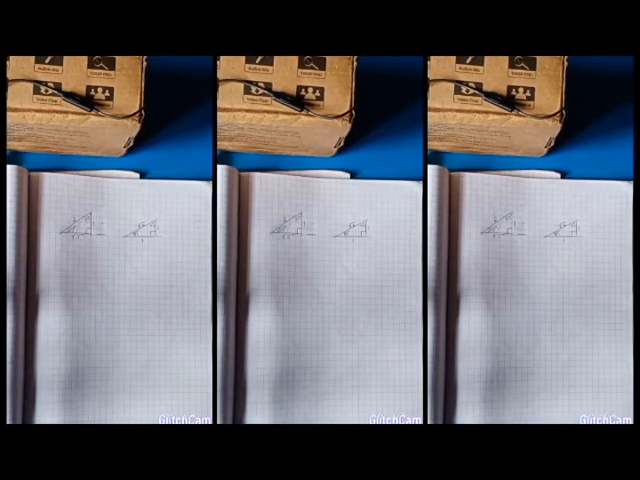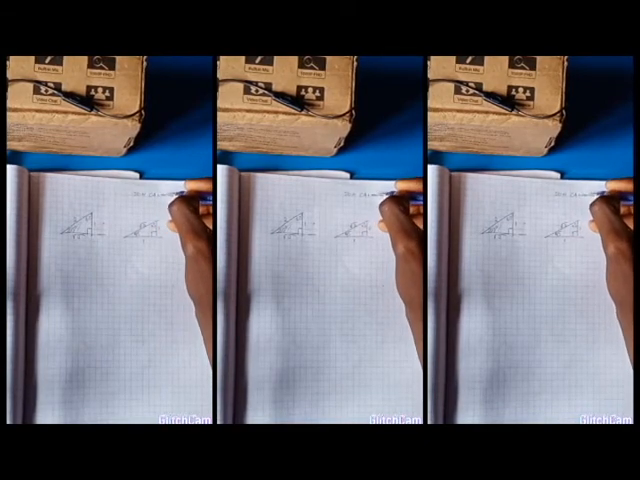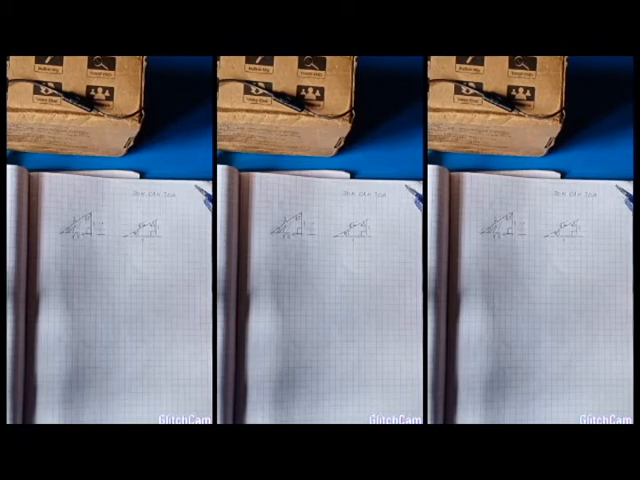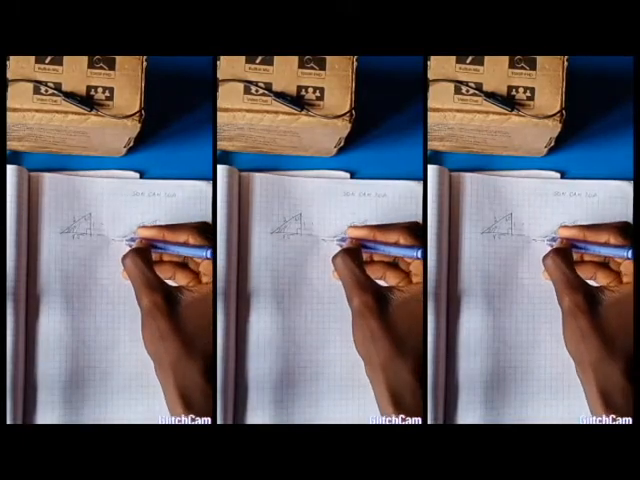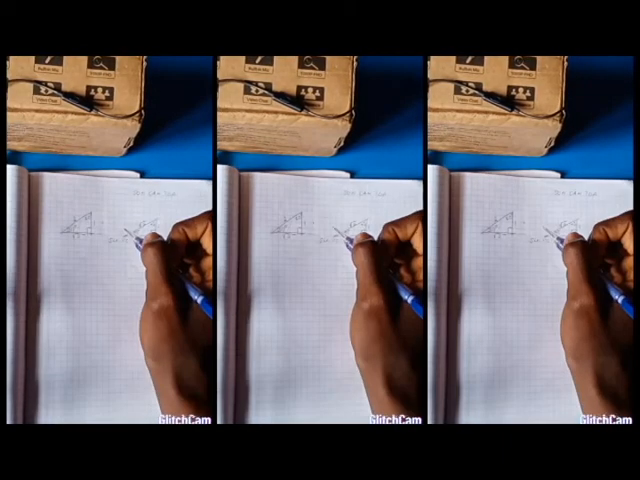You also need to be familiar with SOH CAH TOA, because these tell us the equations for the sine, cosine, and tangent ratios. With that, let's try to find the value of sine 30 degrees.